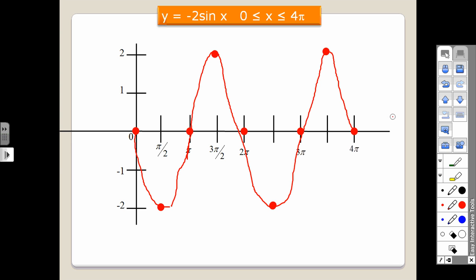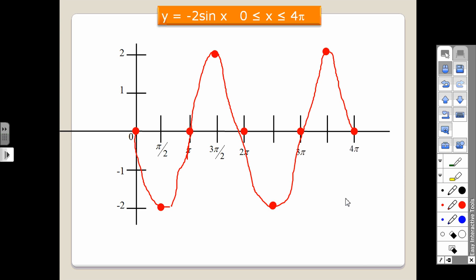Here we go. Okay, so what we need to take from this, first of all, is the negative sign flipped everything about the x-axis. So instead of going up first, we went down. The 2 obviously meant we go down to -2 instead of -1. And the 0 to 4 pi means that we had to do 2 of these waves, right?